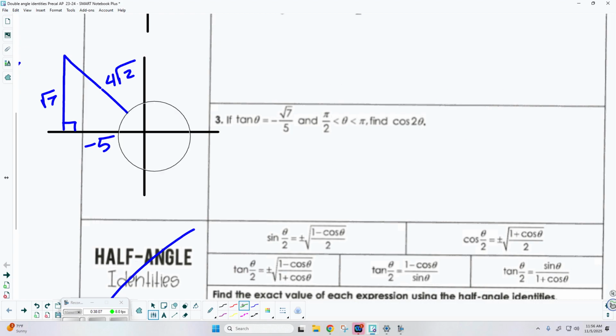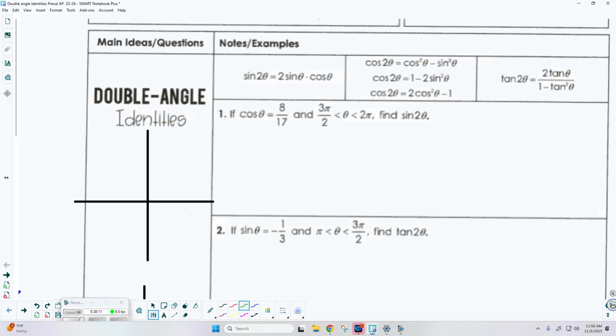Let me go ahead and erase all this. And we got about 7-8 minutes left.